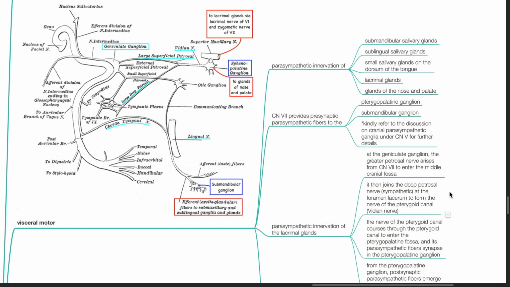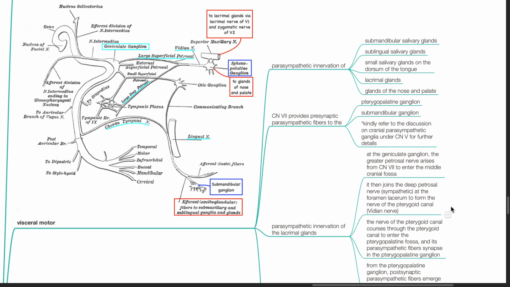Parasympathetic innervation of the lacrimal glands. At the geniculate ganglion, the greater petrosal nerve arises from cranial nerve 7 to enter the middle cranial fossa. It then joins the deep petrosal nerve, sympathetic, at the foramen lacerum to form the nerve of the pterygoid canal, also known as the Vidian nerve.